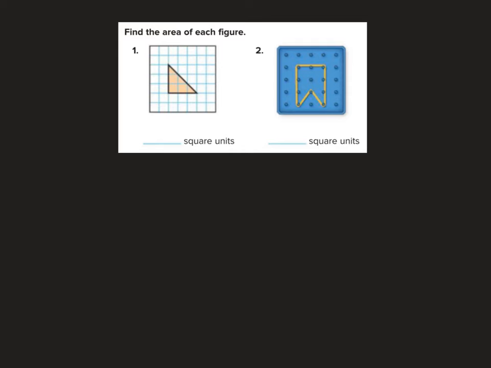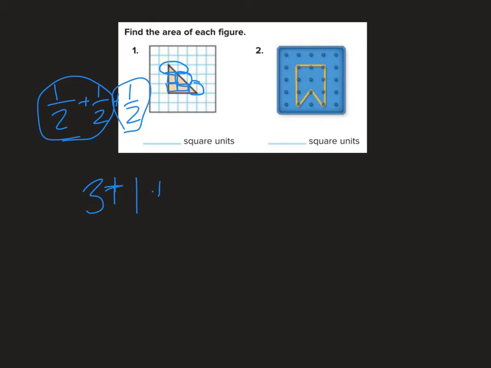So first, we always start with our whole squares. 1, 2, 3 wholes. Okay, so I'm just going to do 3 plus. Then let's see how many halves we have. 1, 2, 3 halves. So 2 halves, these 2 make a whole, and then we have 1 half left over. So 3 and 1 makes 4, plus 1 half is 4 and a half square units.